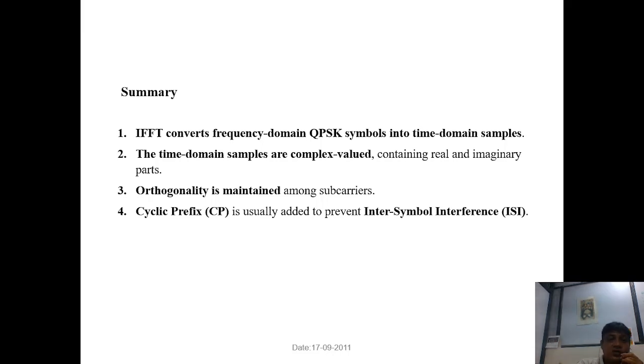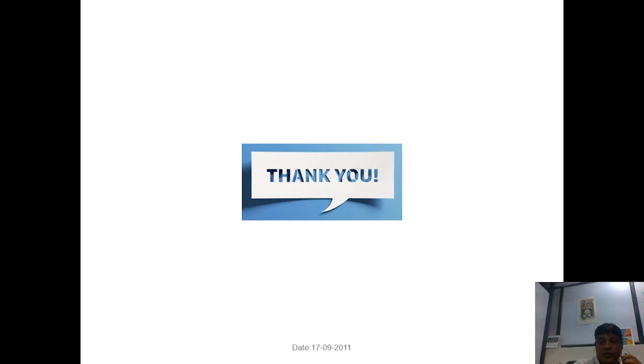So what is the summary? The IFFT converts frequency domain QPSK symbols into time domain samples. The time domain samples are complex, containing real and imaginary parts. Orthogonality is maintained among subcarriers. The cyclic prefix is used to prevent inter-symbol interference. Thank you.